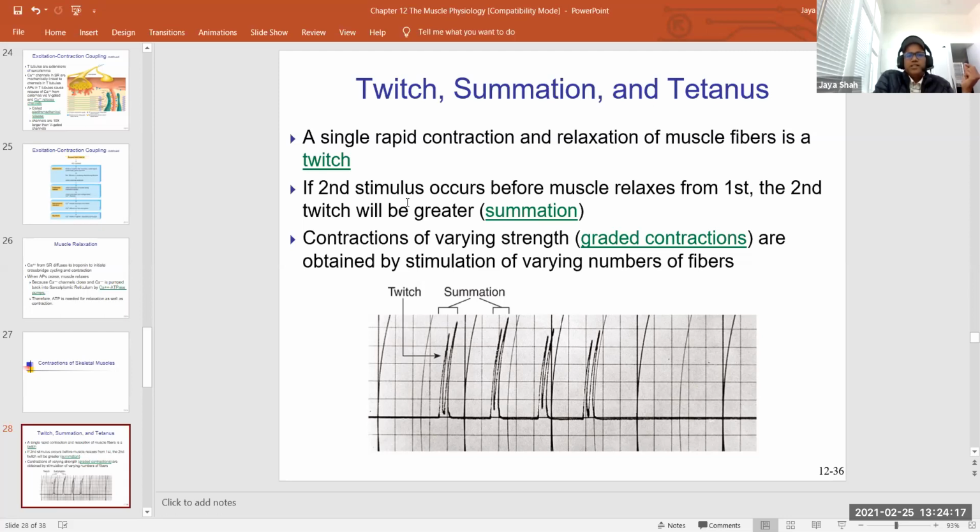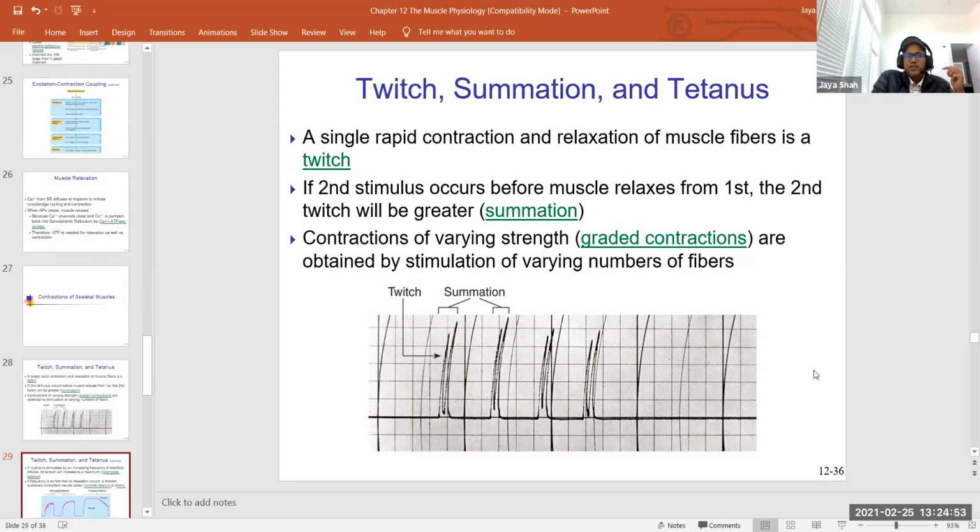Okay, so if the second stimulus occurs before the muscle relaxes, meaning even before calcium is back into the sarcoplasmic reticulum from the first, the second twitch will be greater, and that is summation or addition of the twitch. Contractions of varying strength, graded contractions, are obtained by stimulation of a varying number of fibers. If I give a second one, third one, fourth one, fifth one, continuous stimulation, it's going to be stronger and stronger and stronger. And then you're going to see a straight line. That is called tetanus.